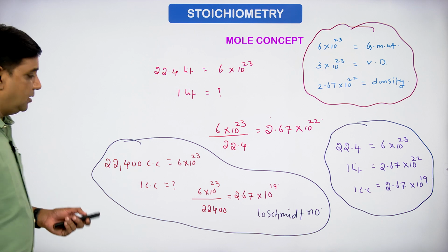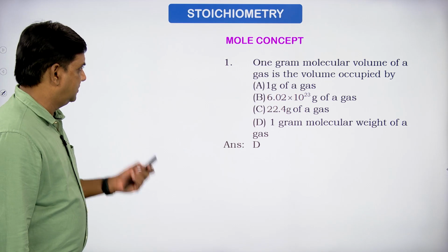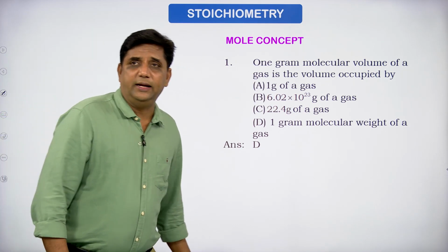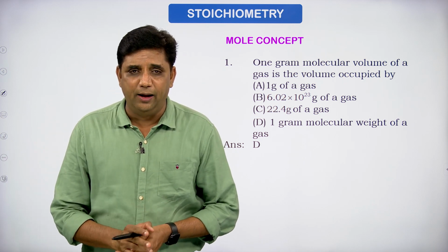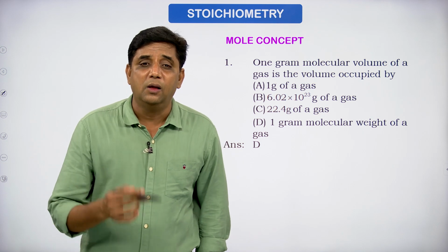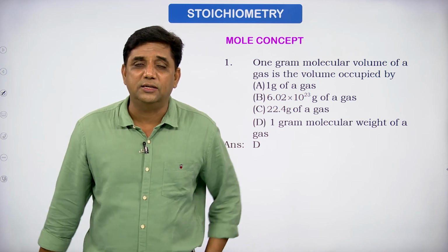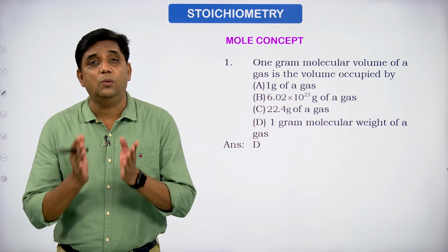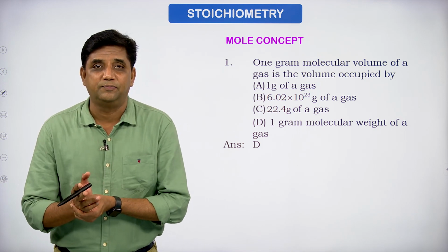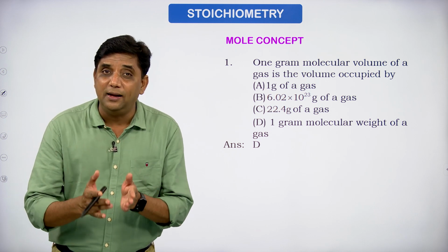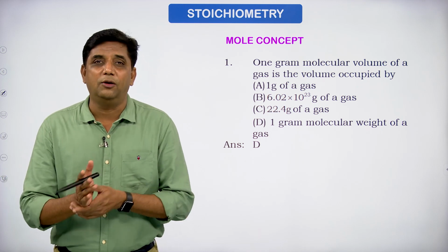Okay, right. Now let us solve some problems related to the mole concept. The first question: 1 gram molecular volume of a gas is the volume occupied by 1 gram molecular weight. 1 gram molecular volume is nothing but 1 gram molar volume, which is 1 mole of the substance, and 1 mole of the substance is equal to 1 gram molecular weight.